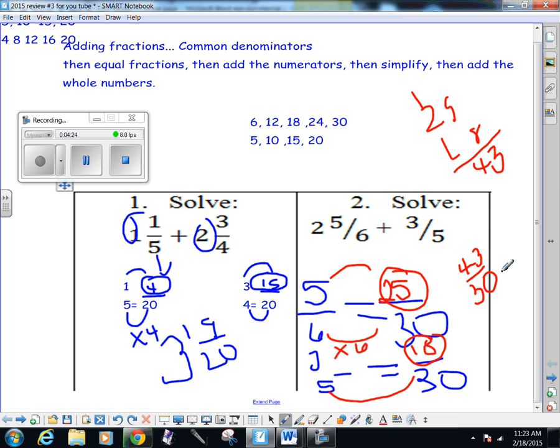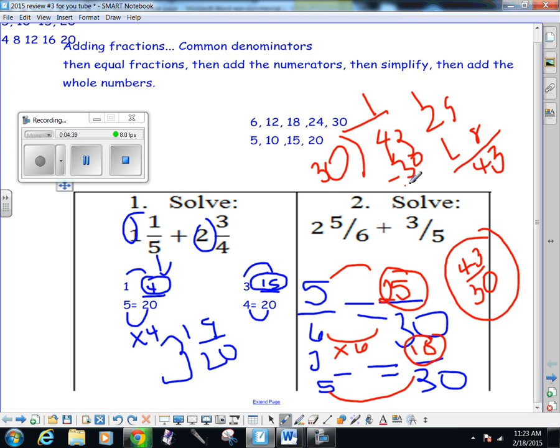All right, so 43/30, that's an improper fraction. So what I'm going to do is I'm going to divide this because fractions mean divide. So 30 goes into 43 once, and that would give me 30. I subtract, I get 13. So it's 1 and 13/30. So that's my fraction. And then I have to add my whole numbers. So I've got 1 plus this 2 here. So my answer to this second problem is 2 and 13/30.